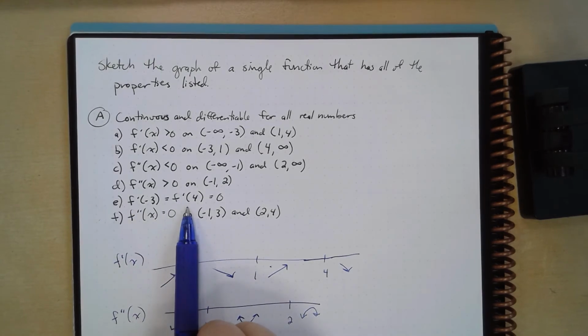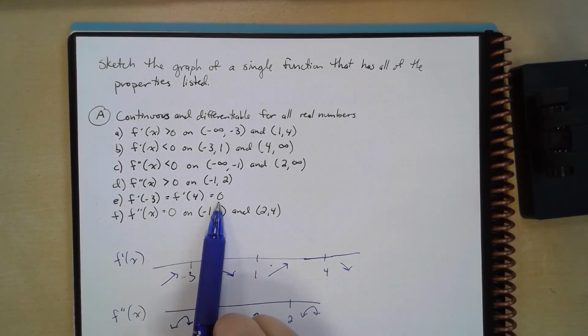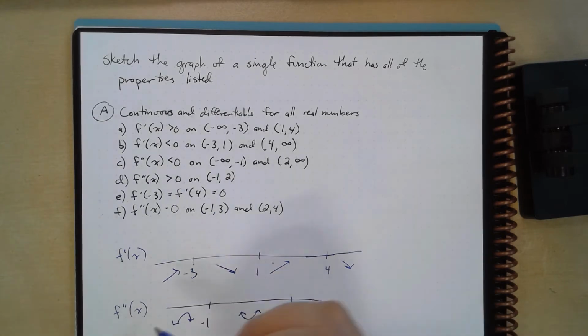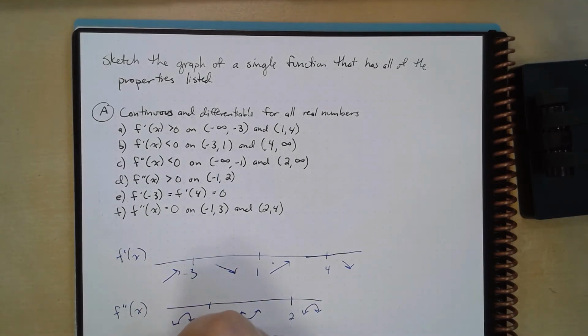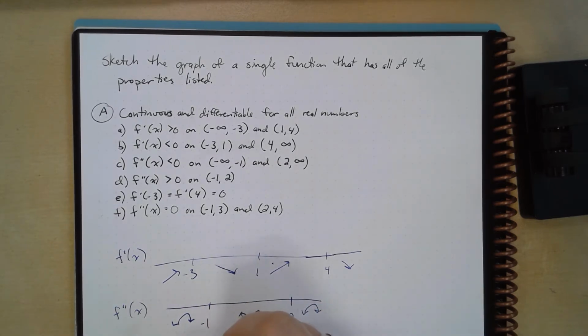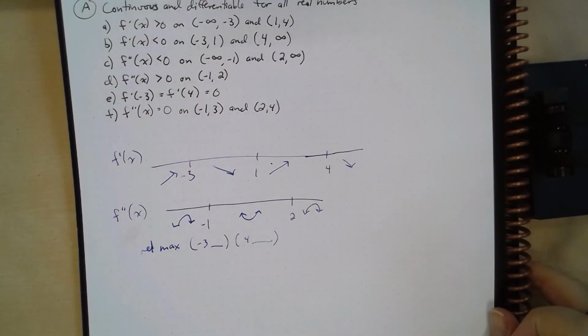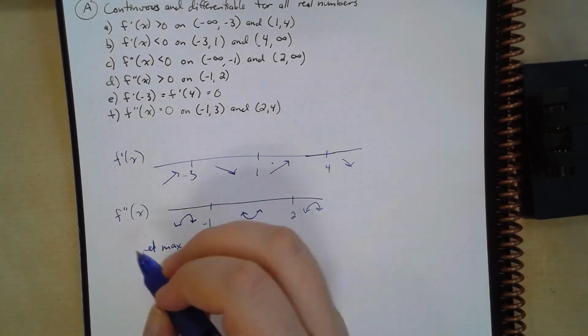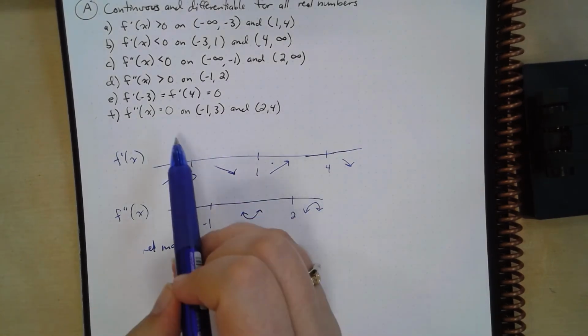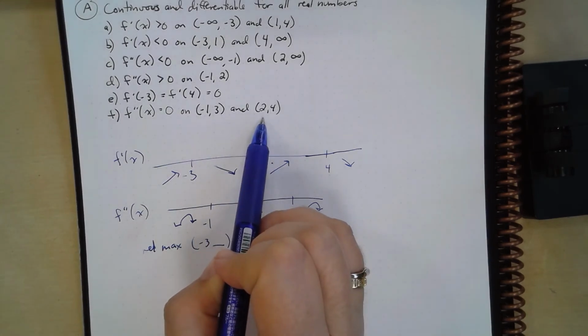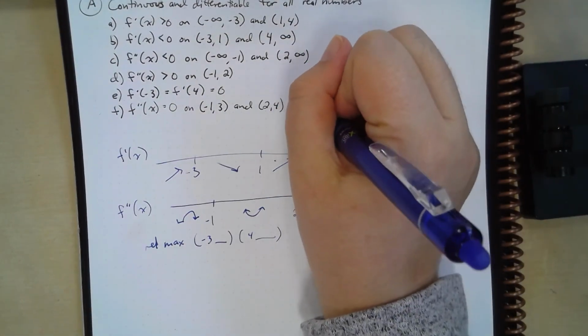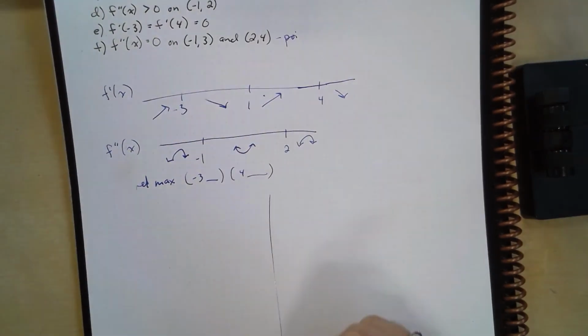F prime of -3 is equal to f prime of 4, which is equal to 0. So that means that we're going to have some extrema, relative maximum, looks like to me, because we've got -3 and 4. This will be a relative max at -3, something, and at 4, something. And then f double prime is equal to 0. So if f double prime is equal to 0 at -1 and 2, those are going to be our points of inflection, right? Our points of inflection.